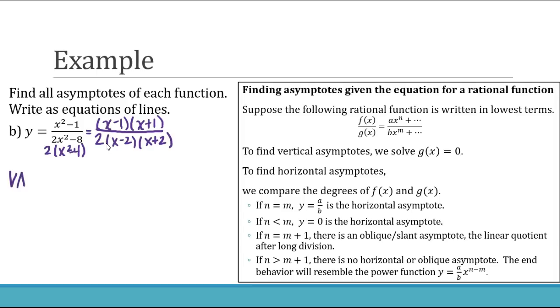To find vertical asymptotes, we set the denominator equal to 0. Well, we can't set 2 equal to 0. That doesn't make sense. So we set our factor of x minus 2 equal to 0 to get x equals positive 2. We set our factor of x plus 2 equal to 0 to get x equals negative 2.